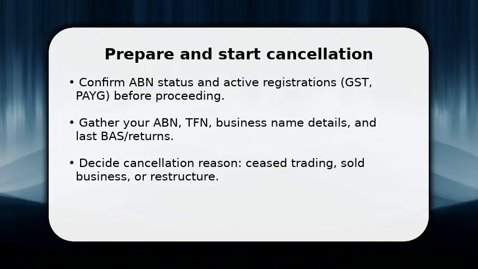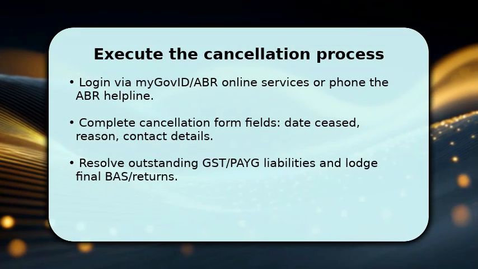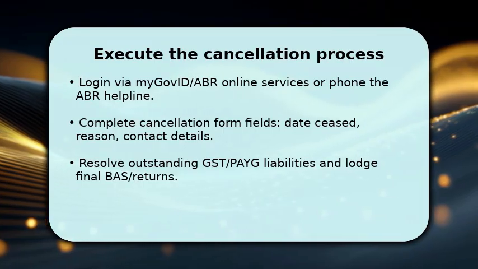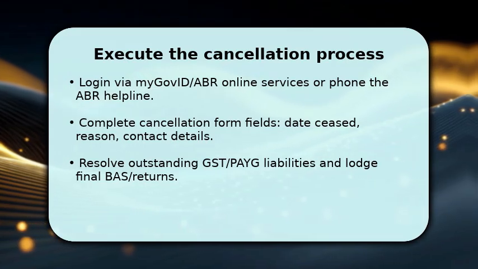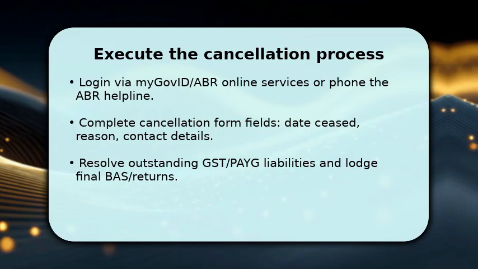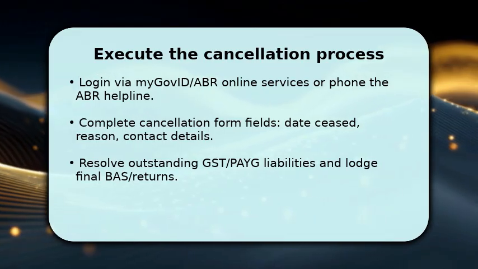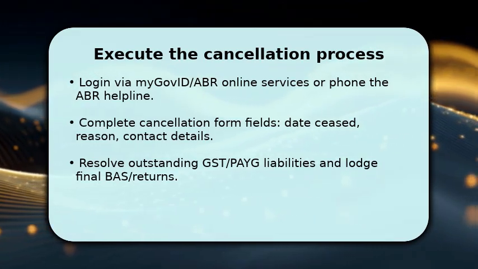You should be ready to log in to the ABR or contact the Australian Taxation Office to start the formal cancellation. You proceed to the ABR online service using MyGov ID or call the ABR if you cannot access online. As you complete the cancellation, enter the date ceased, precise reason, and an up-to-date contact email or phone so they can send confirmation.